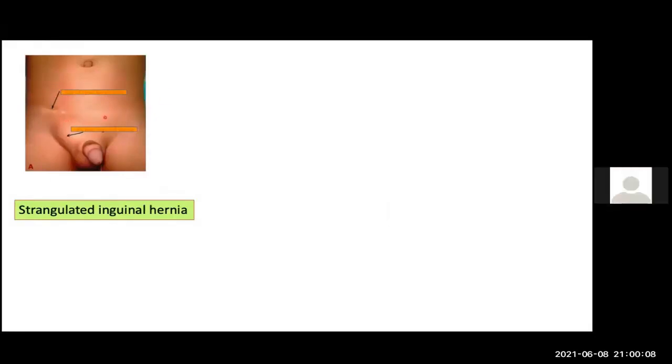Now these conditions that I'm going to show you here may not have fever, but they can present as a febrile illness as well. So what is this? It's a hernia, a strangulated inguinal hernia. Unless you look at the genital region or the perineal region, you may not detect this.